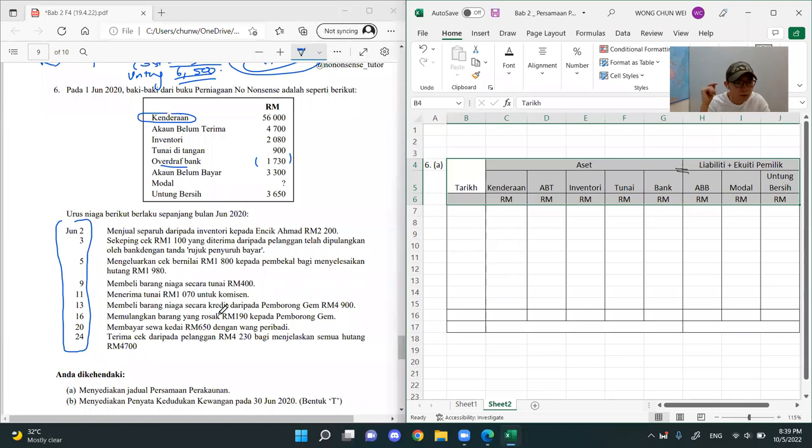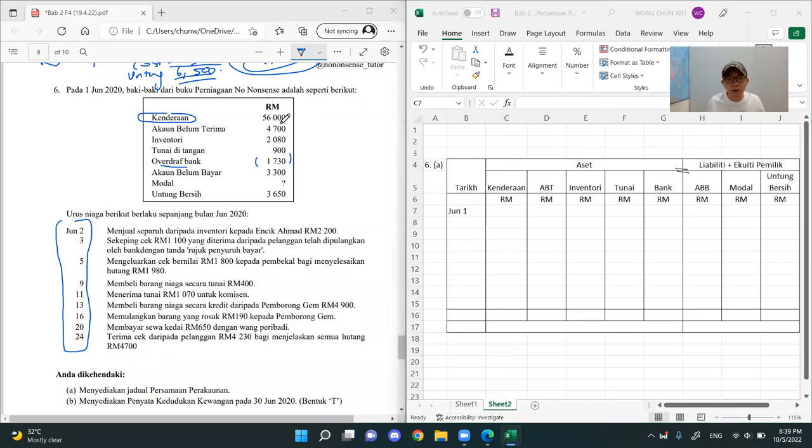So I give you 2 minutes, okay? 2 minutes to prepare this. Actually, don't need 2 minutes, 1 minute, all right? So for those that yang sudah done punya, okay, go through this question and see how to start. Okay, I can tell you how to start. So now after that, you put a baki awal here. Or then we don't put baki awal lah. So maybe you put June 1. Okay, so for the kendaraan, you look at the number. So 56,000, you put 56,000. All right, so account belum terima 4,700.